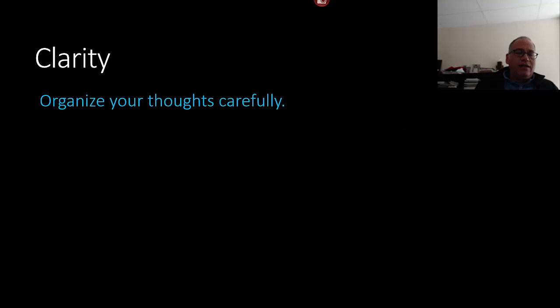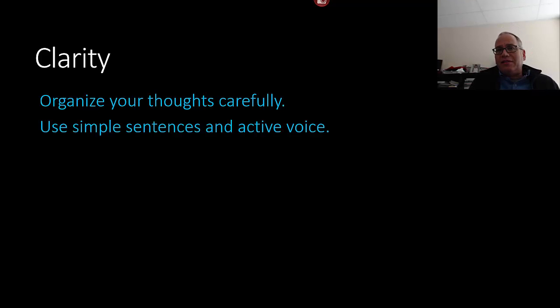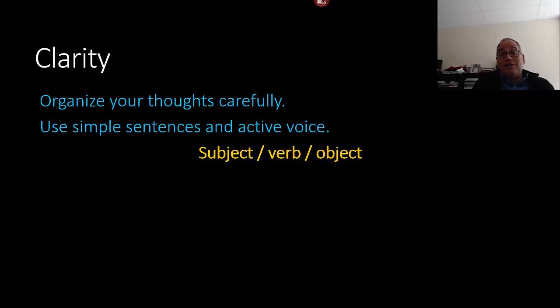Clarity is all about organizing your thoughts very carefully and using simple sentences with the active voice. And I'll talk about what active voice is in a minute. It all comes down to sentence structure like you learned in 2nd and 3rd grade. Subject, verb, object. If you're not sure of the subject, the verb, and the object in your sentence, then your sentence is probably not very clear.